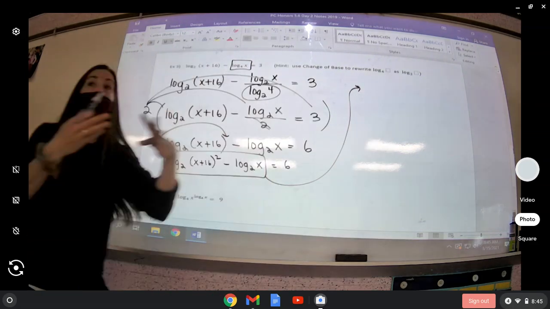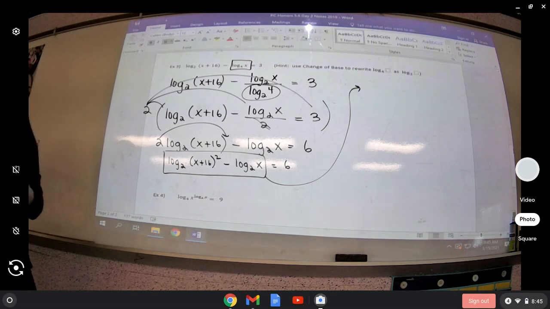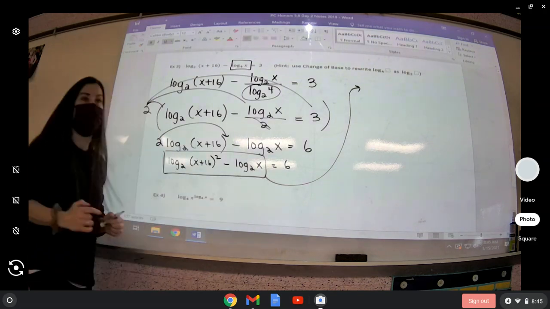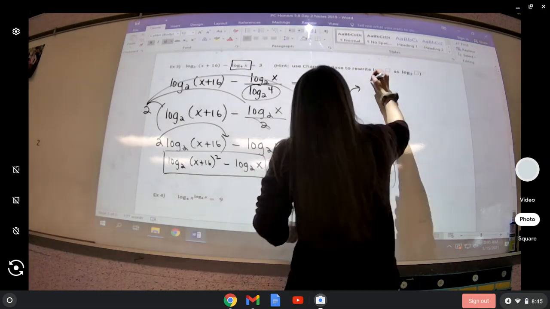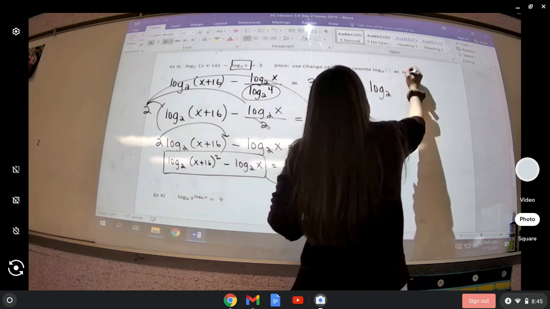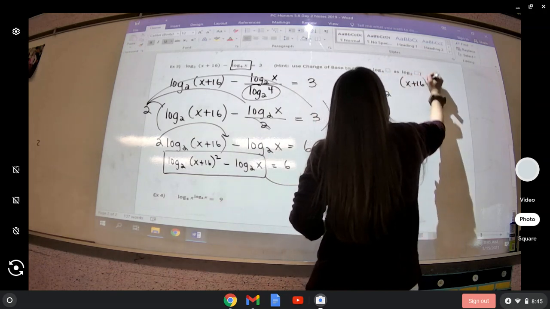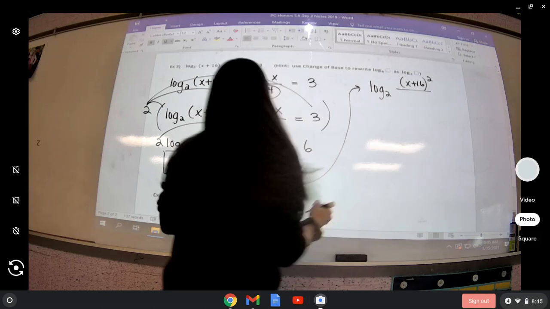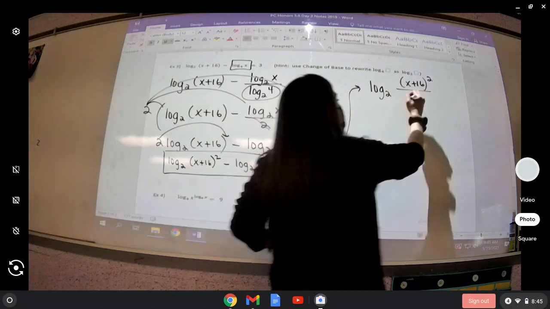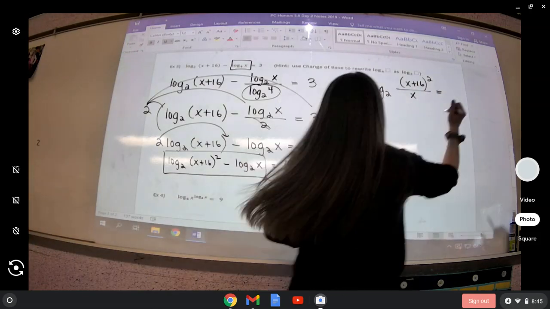Right, we're trying to get down to 1 log in the problem, and it looks like it's going to be 1 log equals a number. So it's going to be log base 2 of (x plus 16) squared divided by x equals 6.